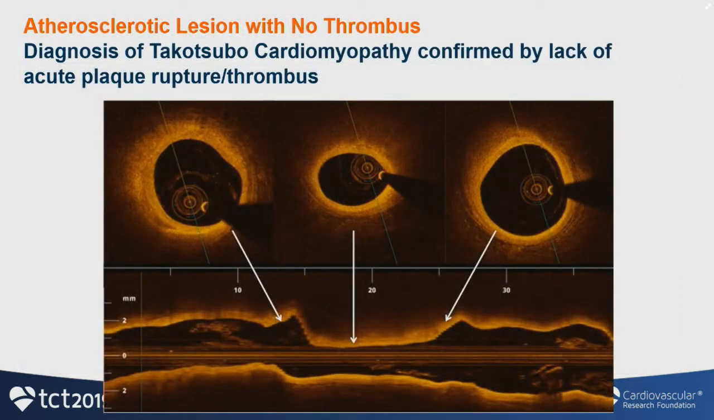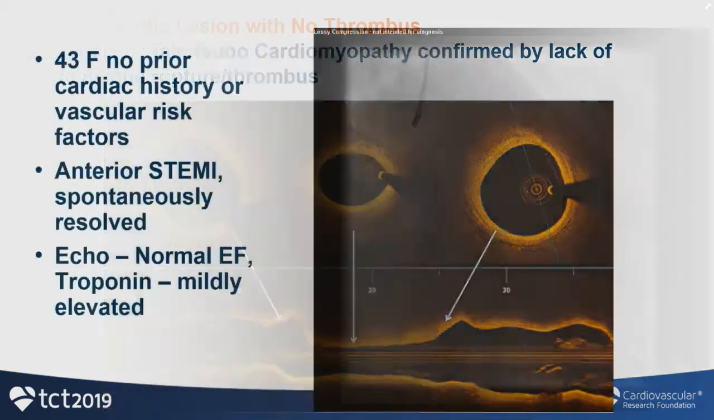Once again, intravascular imaging is of great value here. We performed intravascular imaging in this case and showed that there was an atherosclerotic lesion, as you would have suspected from the angiogram, but we were very confident that there was no intravascular thrombus, there was no disruption of any of the endothelial surface, and confirmed the diagnosis of Takotsubo, which we realize requires us to confirm that there is an absence of plaque rupture or thrombus.